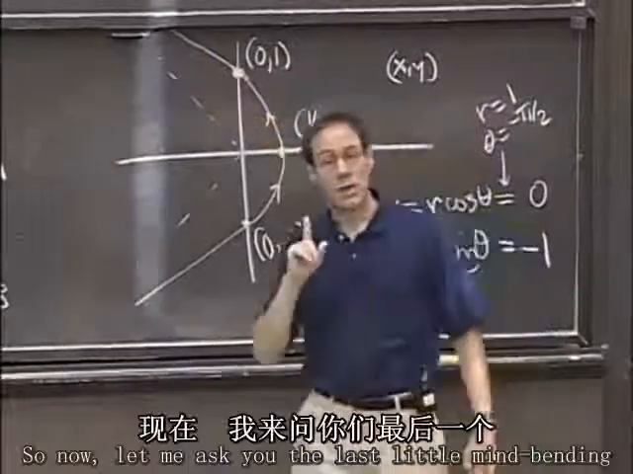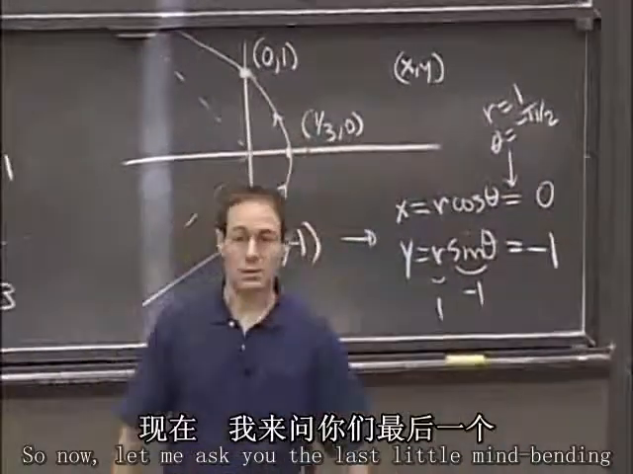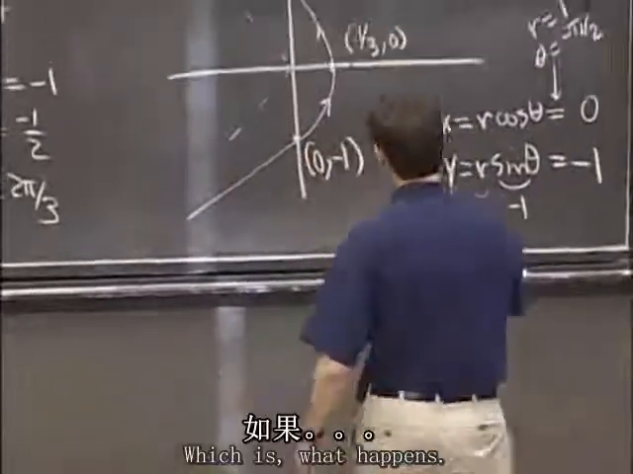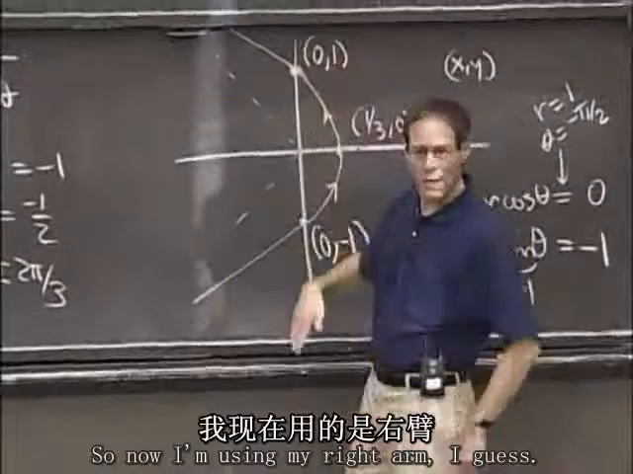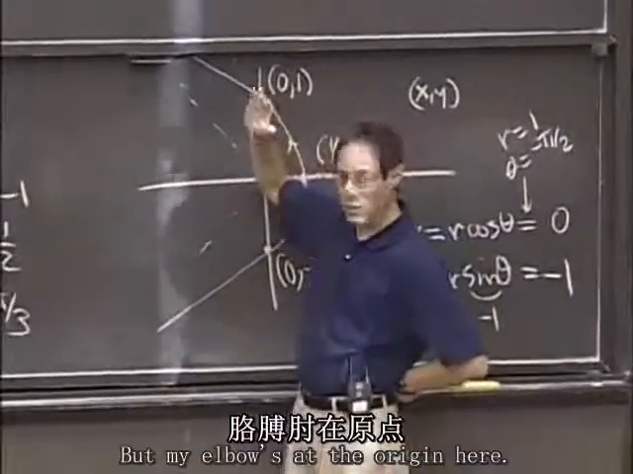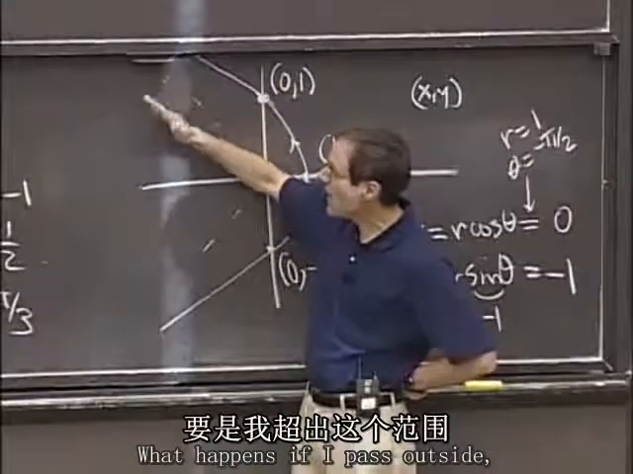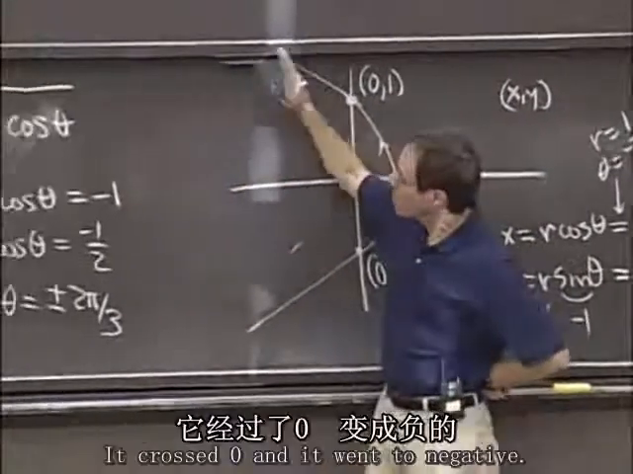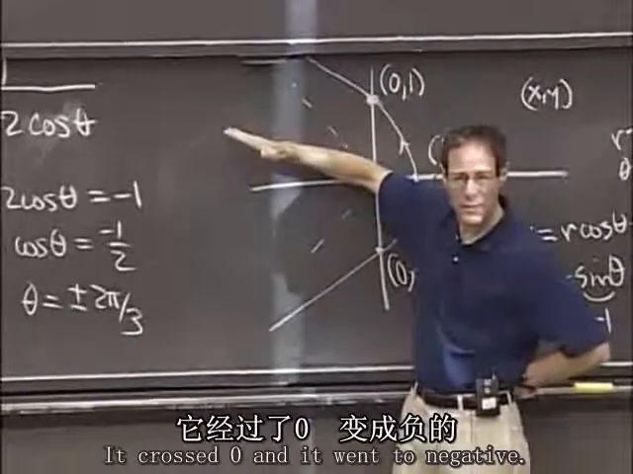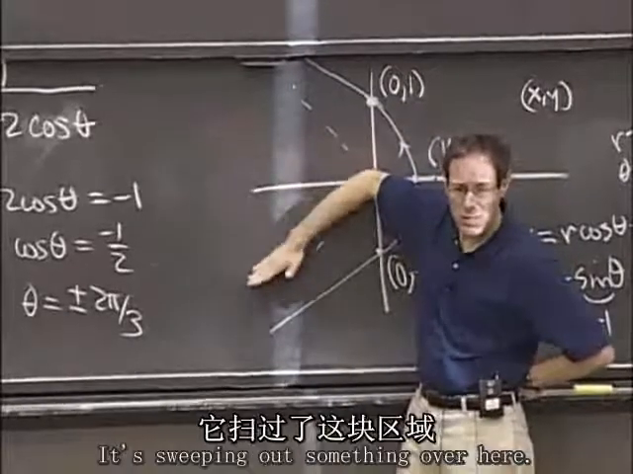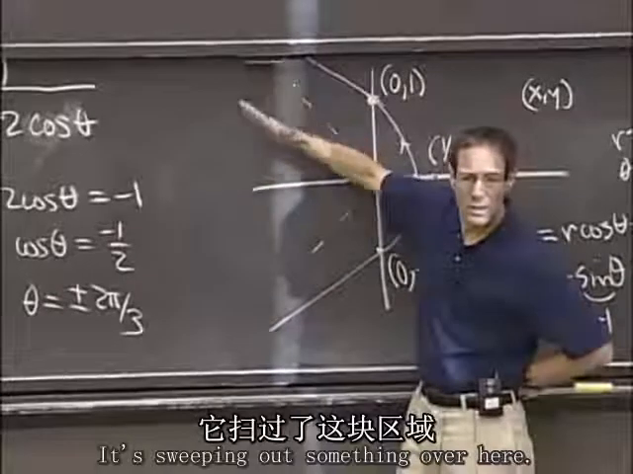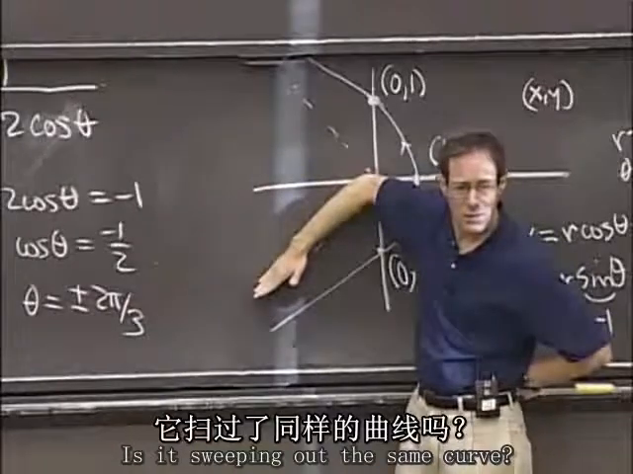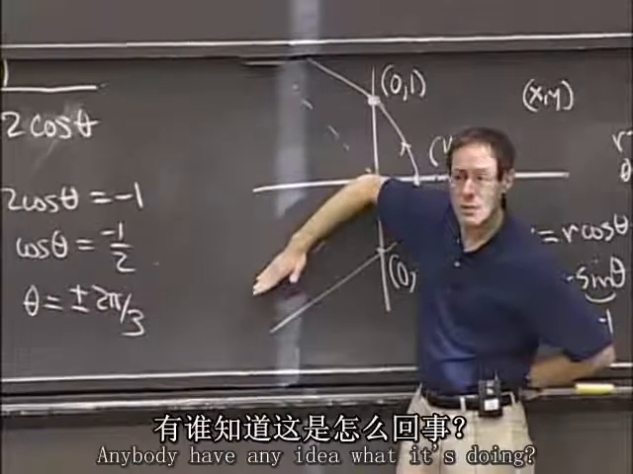All right, so now let me ask you the last little mind-bending question that I want to ask, which is, what happens, so now I'm using my right arm, I guess, but my elbow's at the origin here. What happens if I pass outside to the range where this denominator is negative? It crossed 0 and it went to negative. It's sweeping out something over here. Is it sweeping out the same curve? Anybody have any idea what it's doing? Yeah.